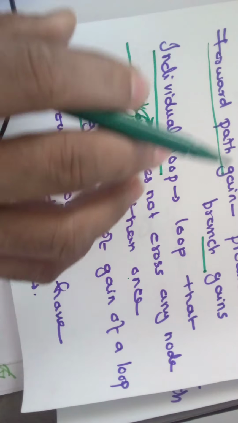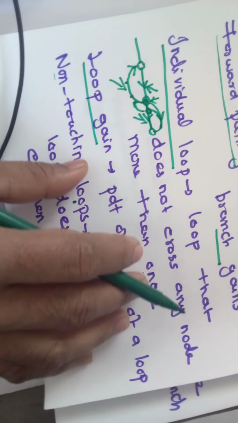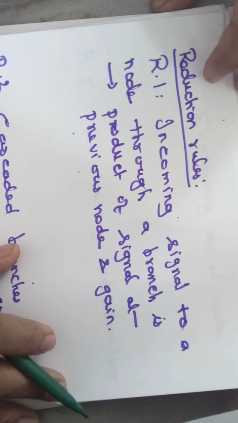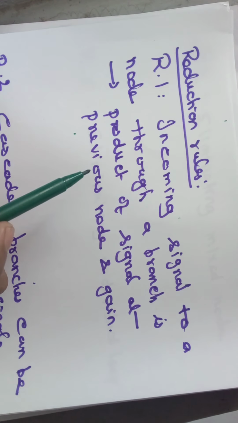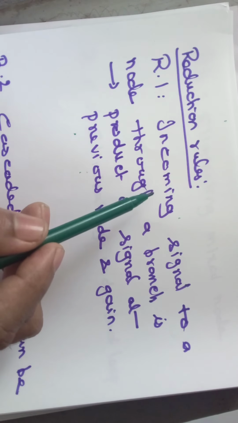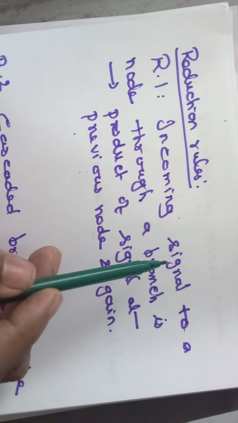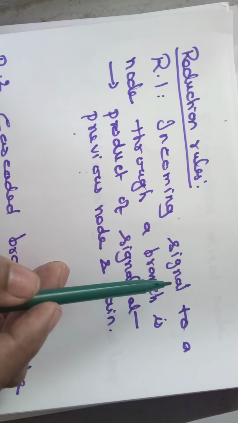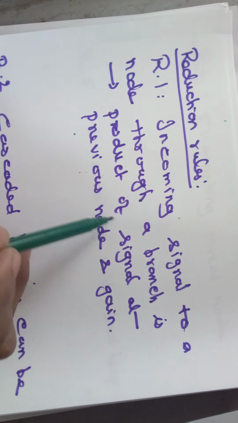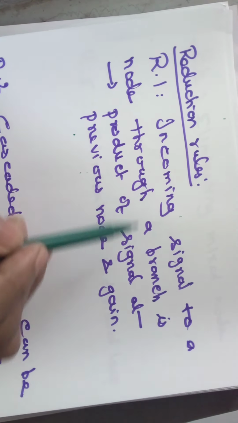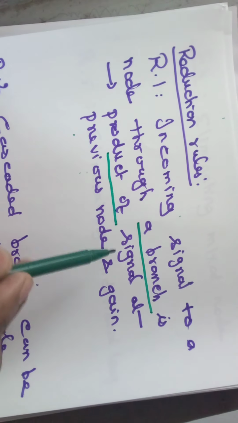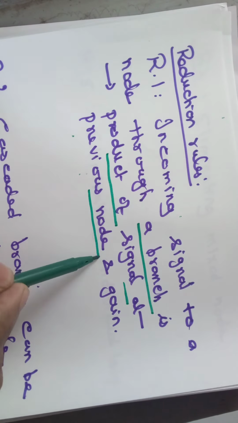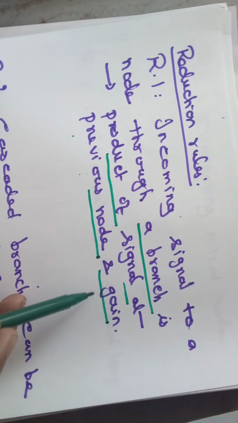These are the terms that are used in the signal flow graph reduction or signal flow graph representation. The next one is the signal flow graph reduction rules. Let us see the signal flow graph reduction rules. The first rule is the incoming signal to a node through a branch is given by the product of the signal at the previous node and the gain of the branch. This is the first rule.